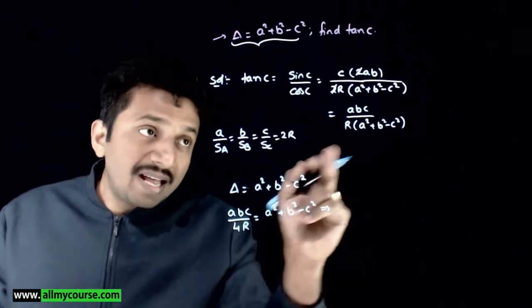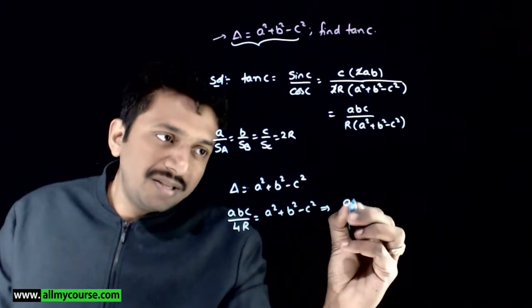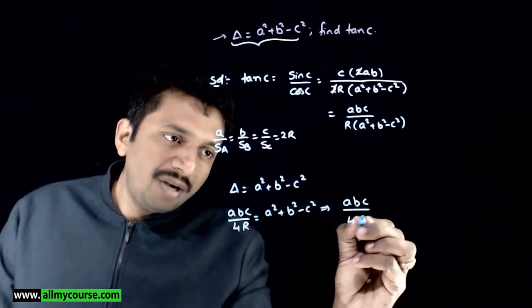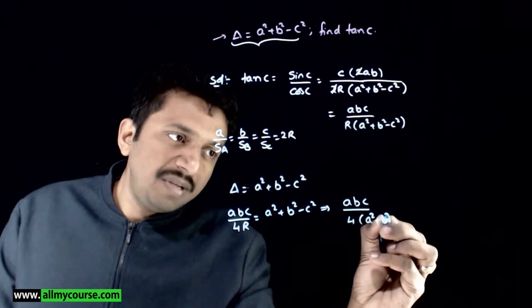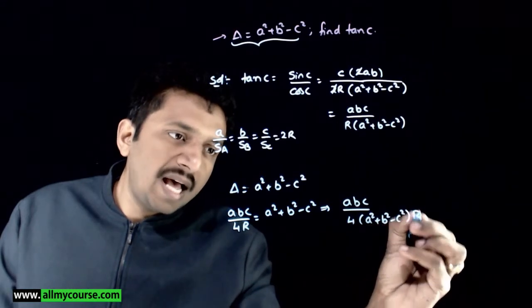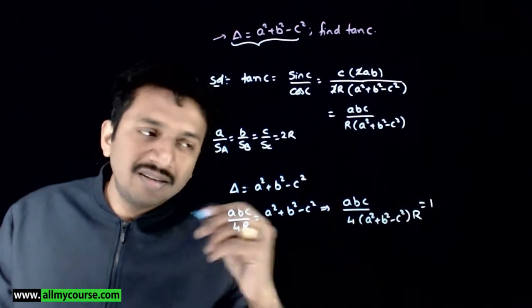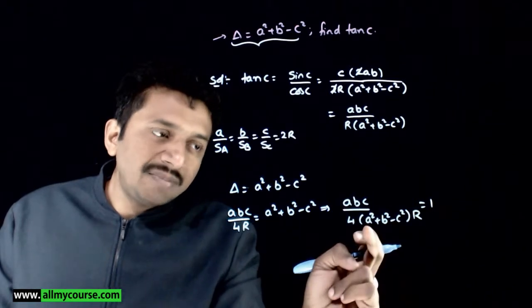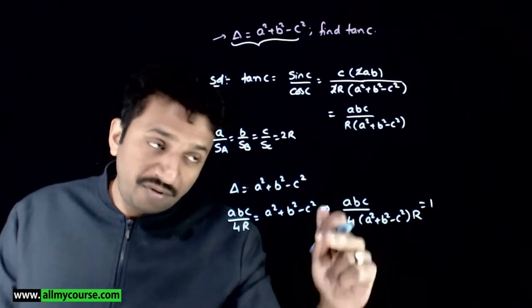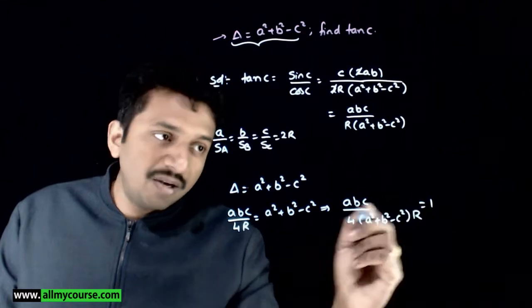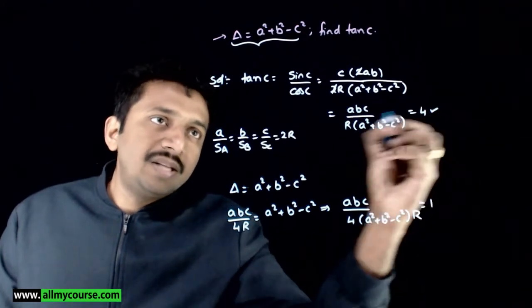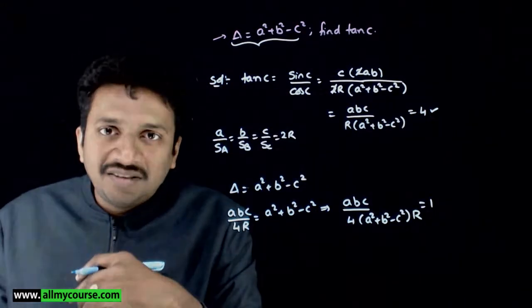So this implies I need to find this. So what I do is abc by 4 times a square plus b square minus c square times r is equal to 1. So abc by r times a square plus b square minus c square, if you cross multiply, will be equal to 4. So this will be the value of tan c.